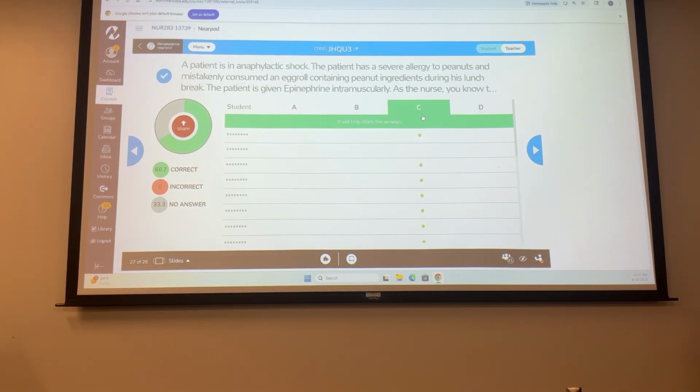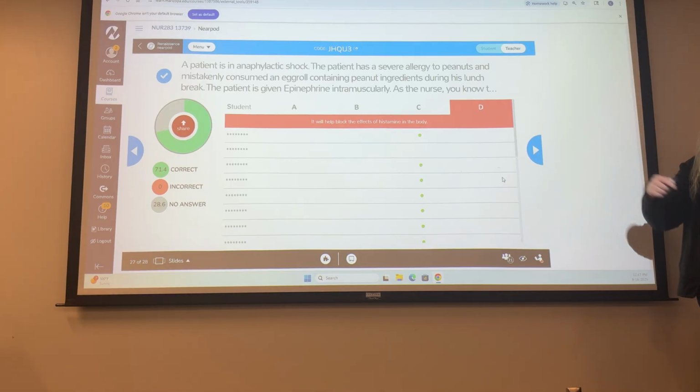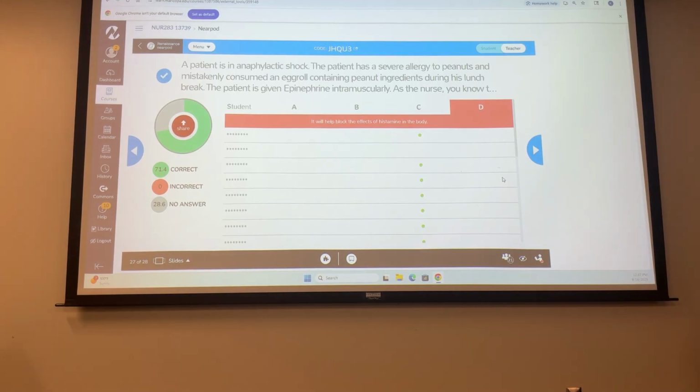And then this one, it will help dilate the airways. Yes, it's a twofer. It will vasoconstrict and bronchodilate, okay? That's why we love epi so much. And then it will help block the effects of the histamine in the body. What kind of drug does that? Benadryl. Exactly. Perfect. Love it.